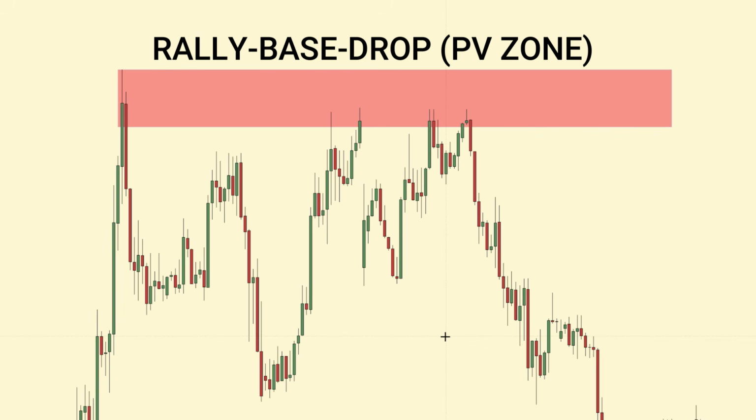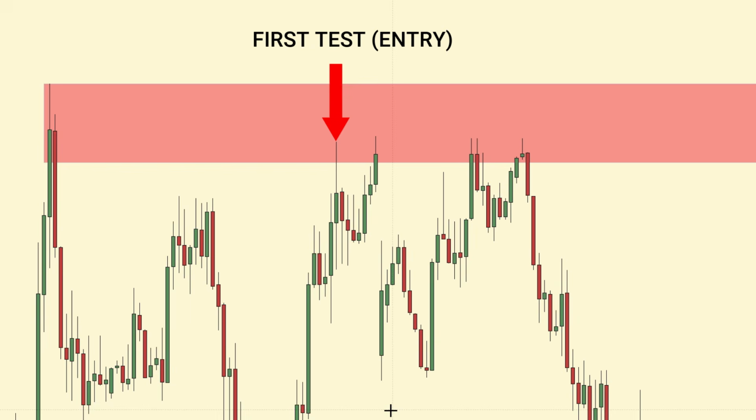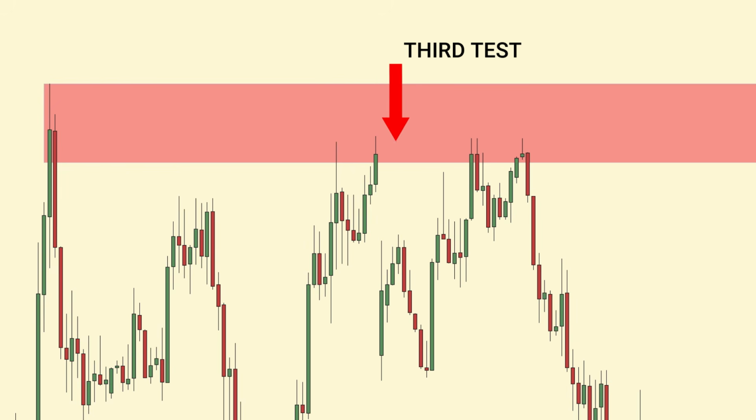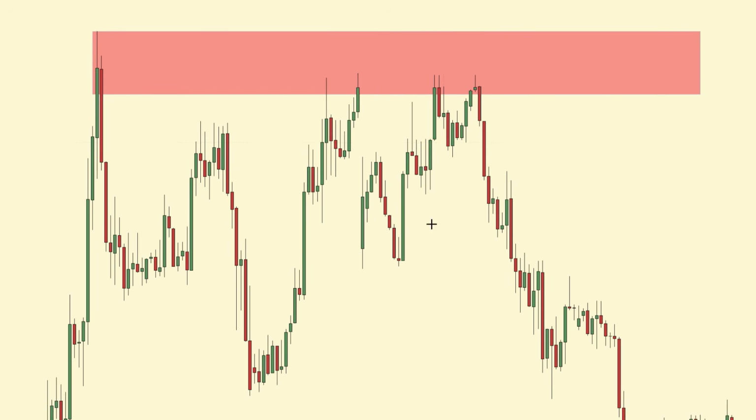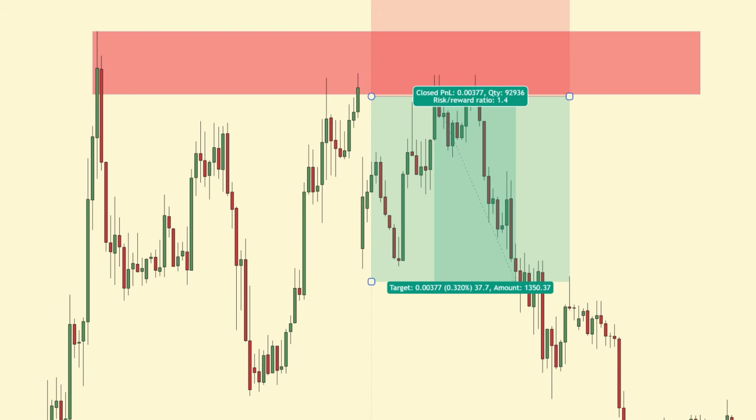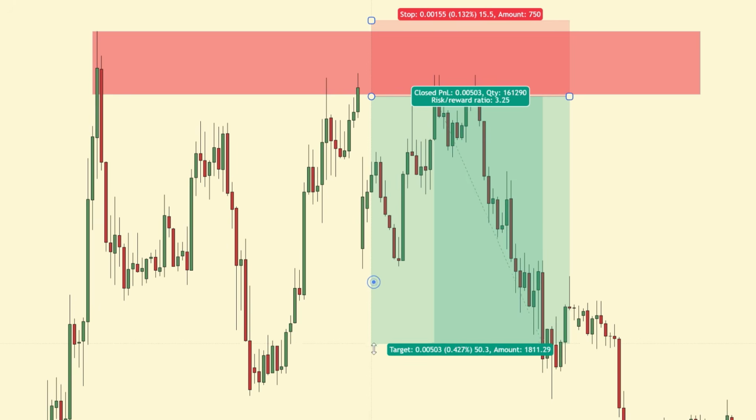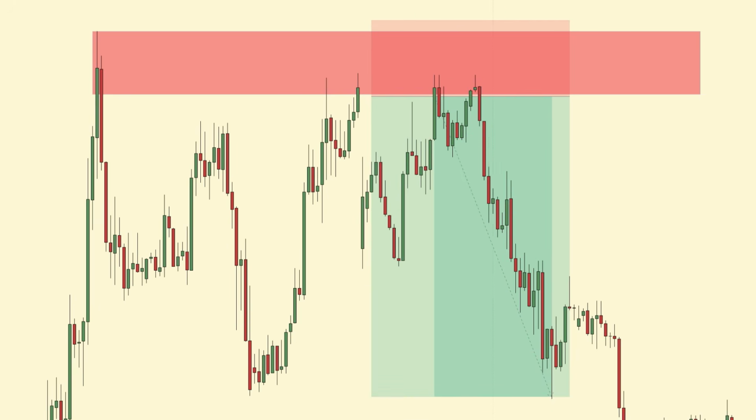So check out this zone here. This is our PV zone, our rally base drop area of supply. You can see we came back for the first test of the zone. We came back for an immediate second test. 3-4 times we tested this zone. If you were targeting the low, it took 4 tries at that zone to actually hit your take profit over here.